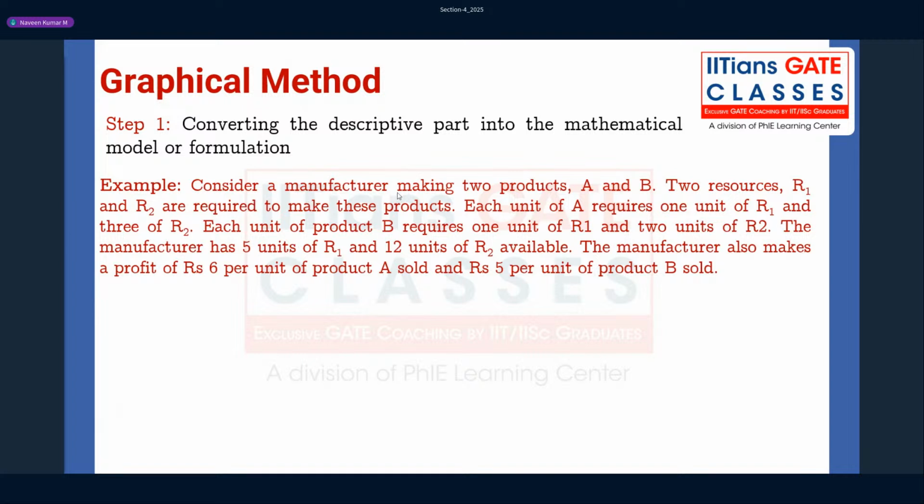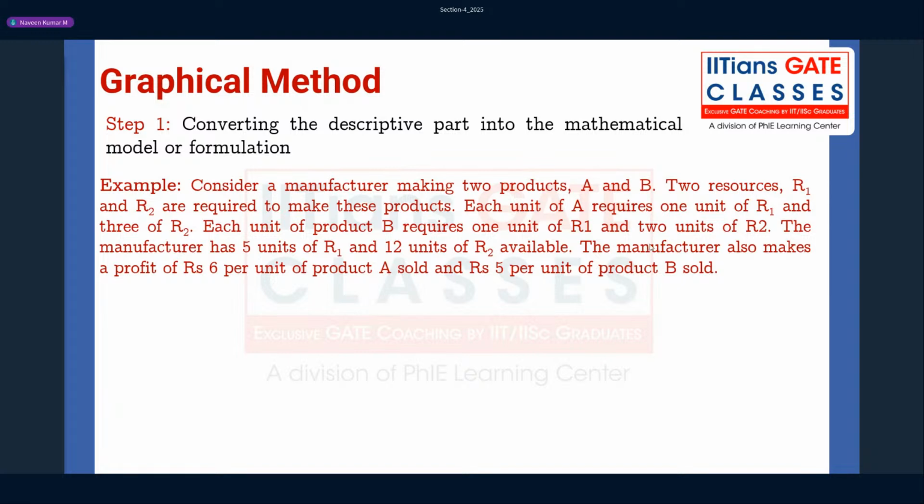So consider a manufacturer making two products, A and B. You can assume any product, maybe pen, pencil, some products that come to your mind. But here I'm talking about a product A and a B. Two resources R1 and R2 are required to make this product. So here, instead of resources, maybe I can say machines, right? Maybe two machines are required. That is also a resource, isn't it? Or maybe two materials are required to make a pen and a pencil. Right? Two materials are required.